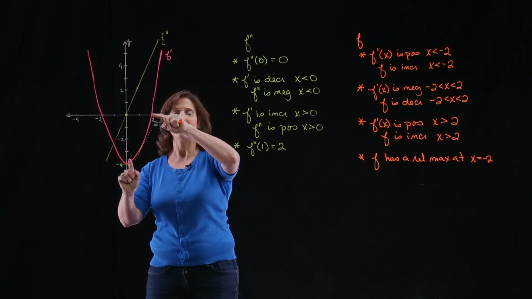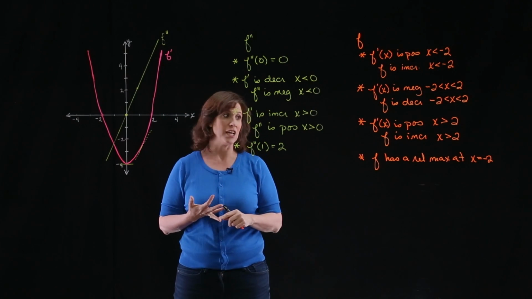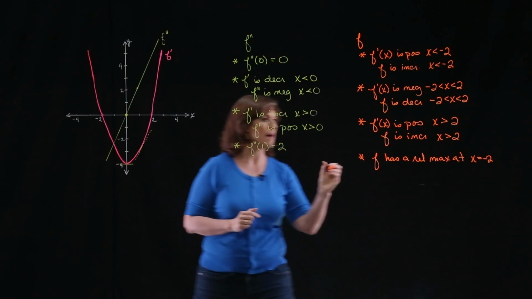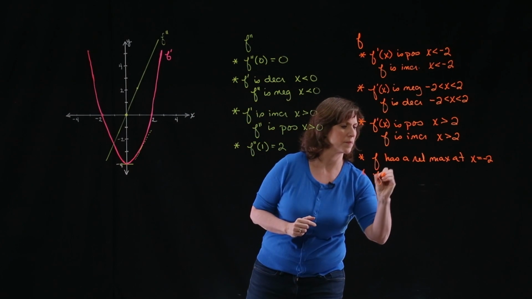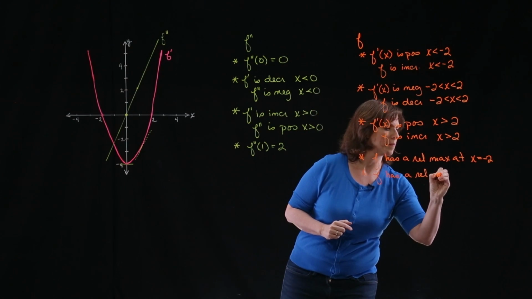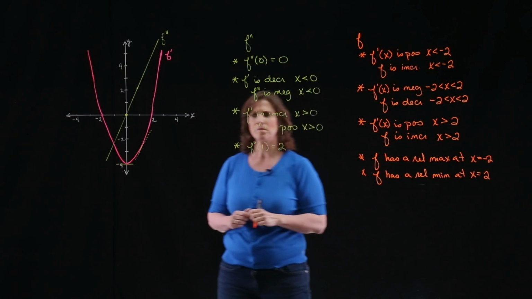Notice my graph is negative and then it changes to positive, which means it was decreasing and then it changes to increasing. So if it's decreasing and then it changes to increasing, I'm going to have a relative minimum. So it has a relative minimum at x equals a positive 2.